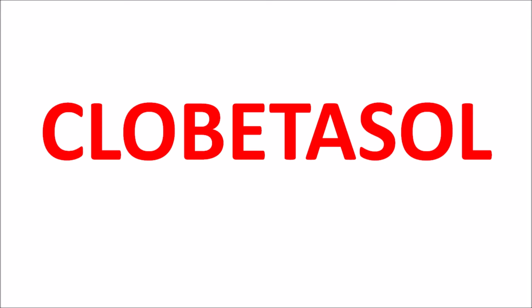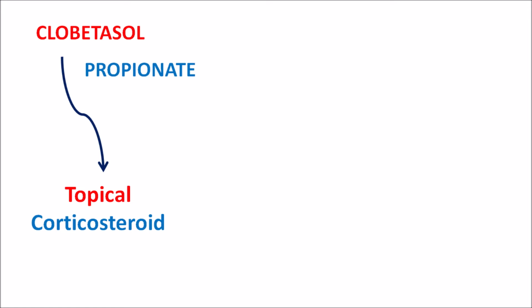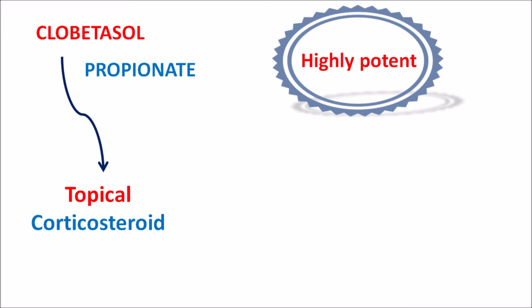Hi everyone. Today in this video, let us discuss clobetasol propionate. Clobetasol is given as an ester form, propionate. So this clobetasol propionate is one of the topical corticosteroids. Among the corticosteroids, this is one of the drugs which is highly potent and it is available in different dosage forms. All these are used for topical purpose.